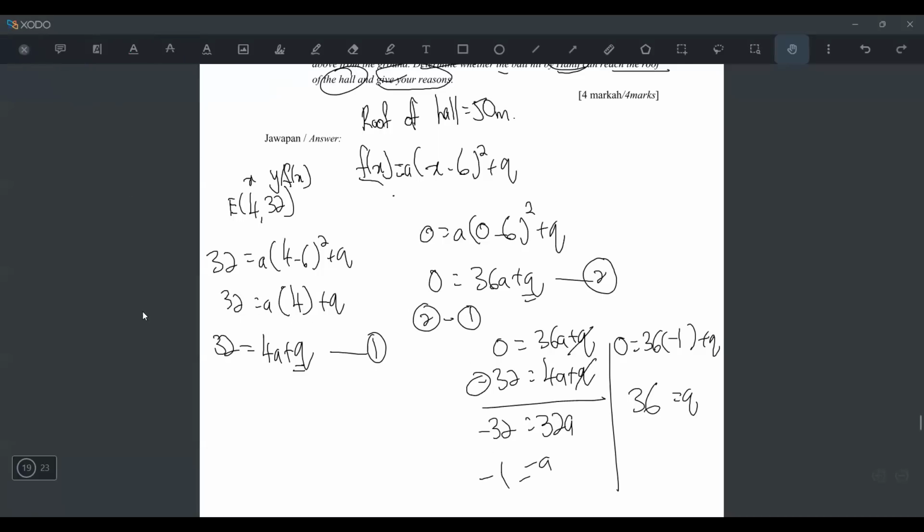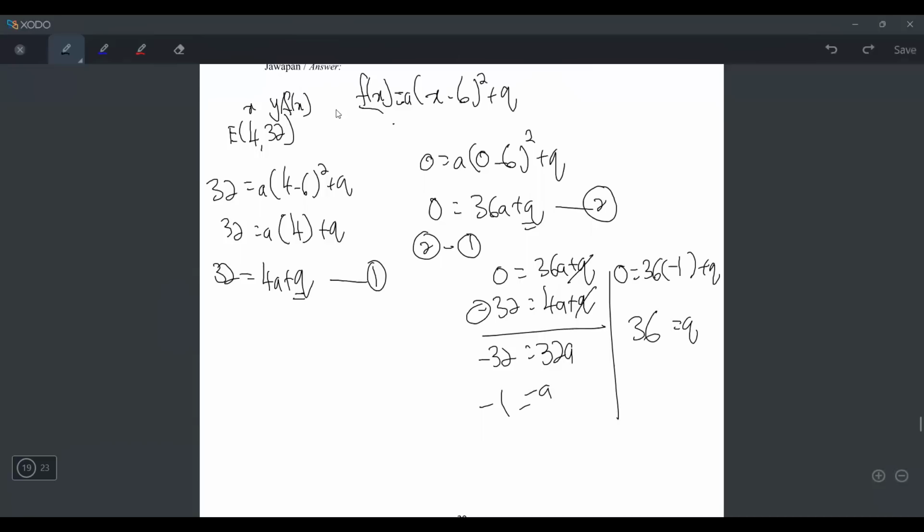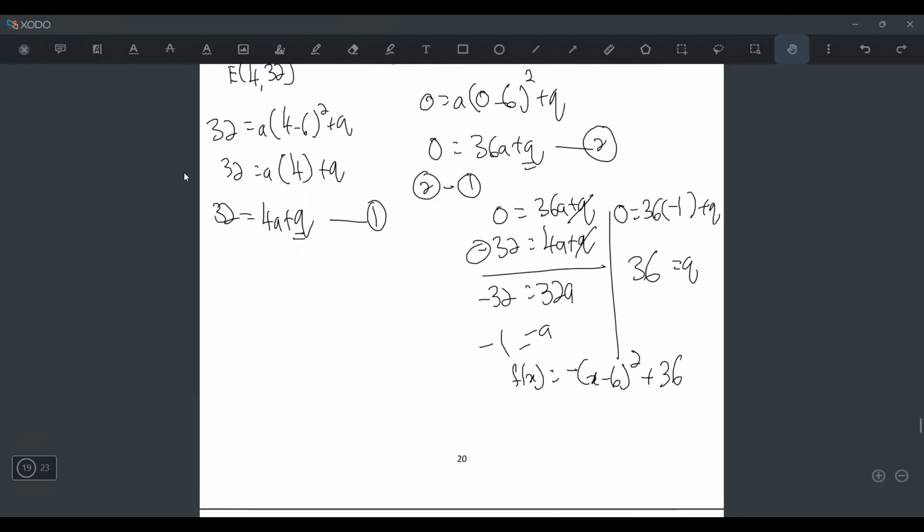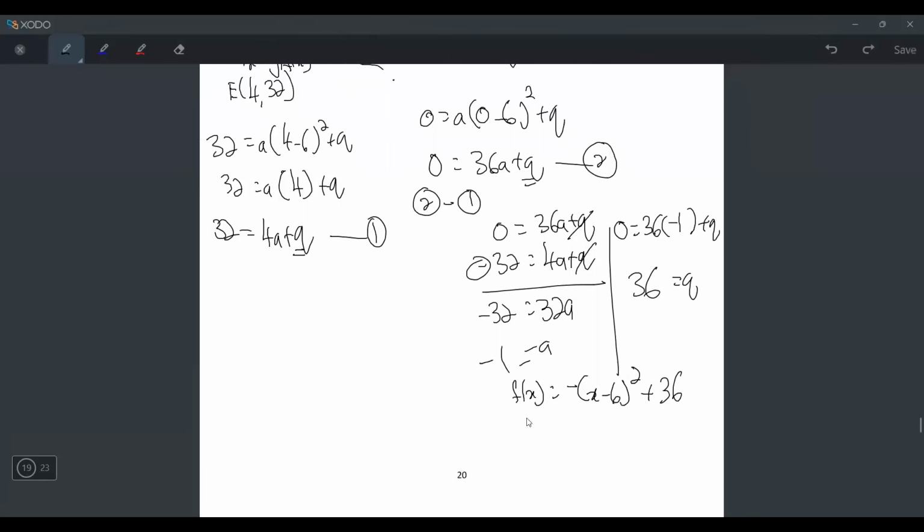So now since we know already the equation is what? f(x) equals A, which is -1, so negative bracket x minus 6 squared plus q. So the q is what? The q is 36. So now we can answer the question. Determine whether the ball hit by Hanif can reach the roof of the hall. Give your reason. So can this ball reach the roof? No. Why? Because we already know the maximum height is how much? It's not 6, it's 36 meter.